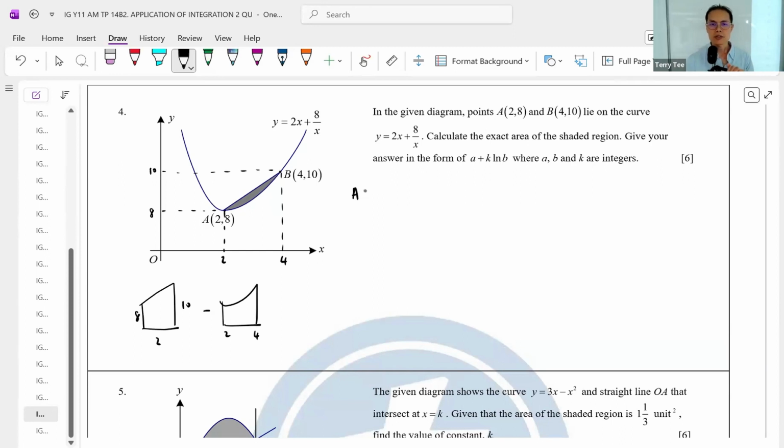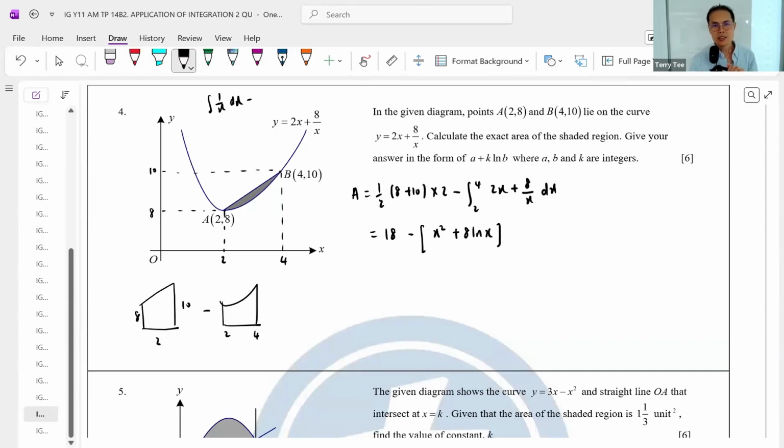So let us start. Area of trapezium, half sum of parallel side times height minus integration 2 to 4. Your function is 2x plus 8 over x dx. So 2 and 2 can cancel. This is 18, right? 18 here. When you integrate this, integrate 2x, you get x squared. Integrate 8 over x, this gives us 8 ln x. Remember, integration of 1 over x is just ln x. Yeah, plus c. Okay, the lower limit is 2, upper limit is 4.